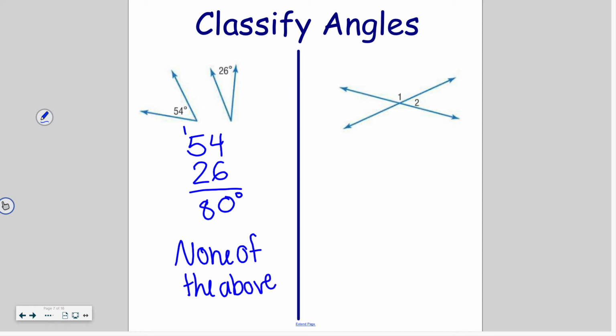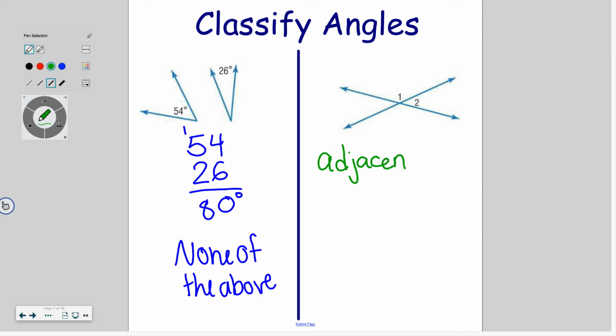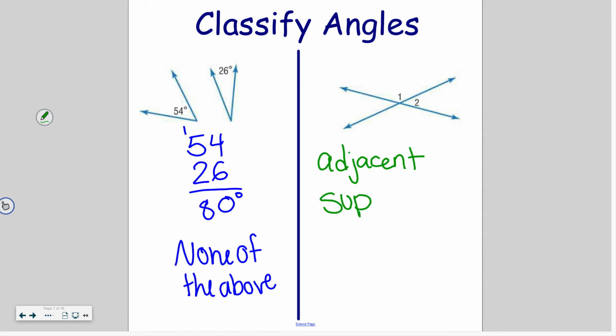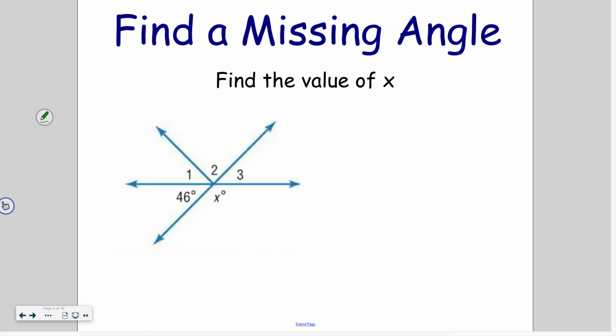If I come over here, looking at angles 1 and 2, they aren't vertical because they're not across from each other. They are adjacent because they are right next to each other. And then if we look, these two, when I put them together, form a straight line. So they are also supplementary. So they're adjacent because they're next to each other, and they're supplementary because they add up to 180.